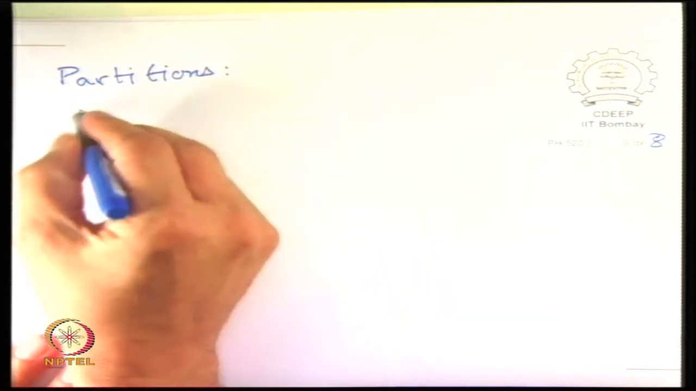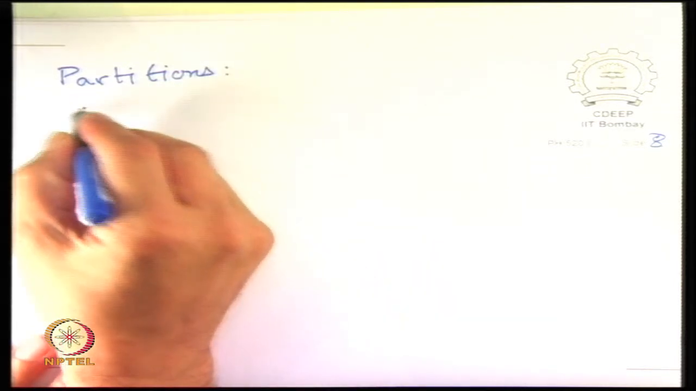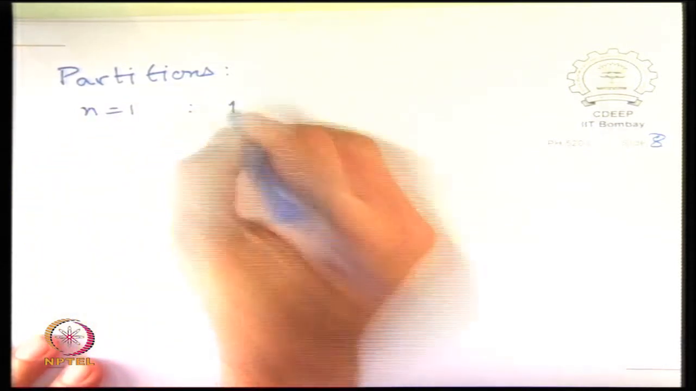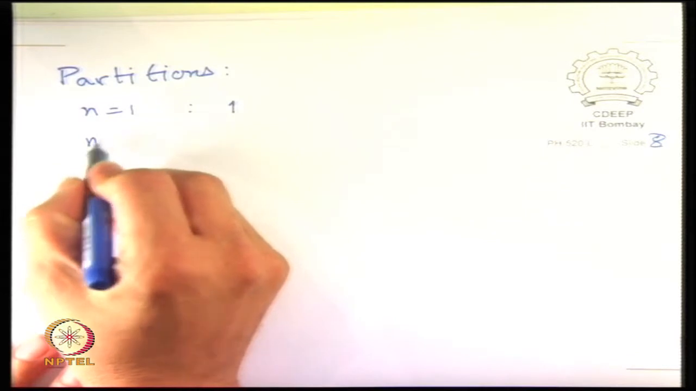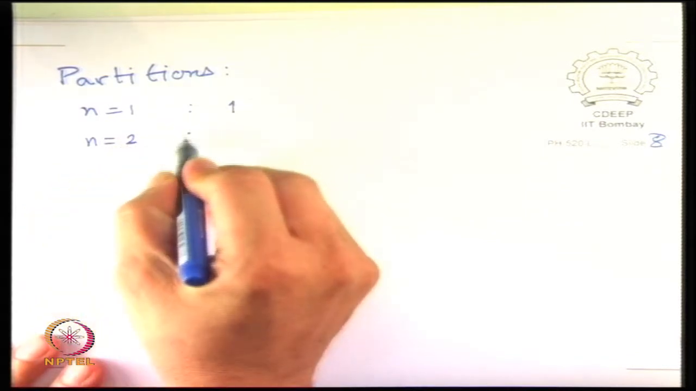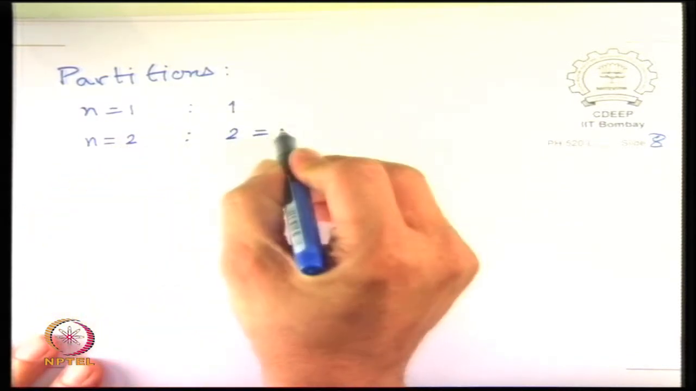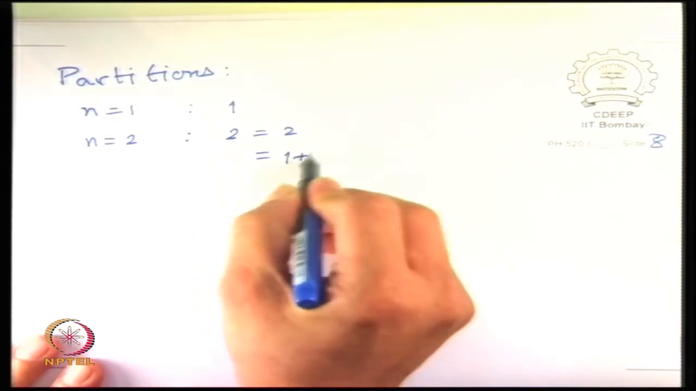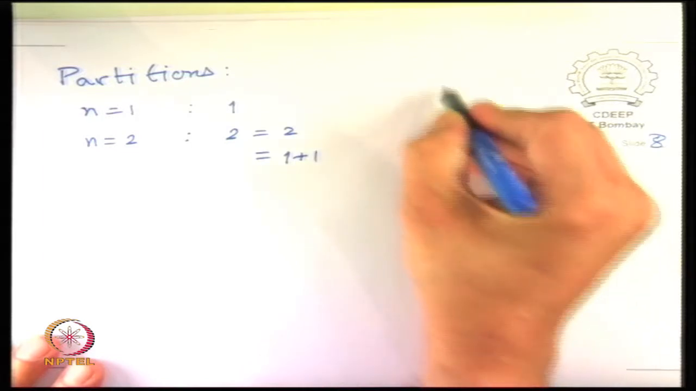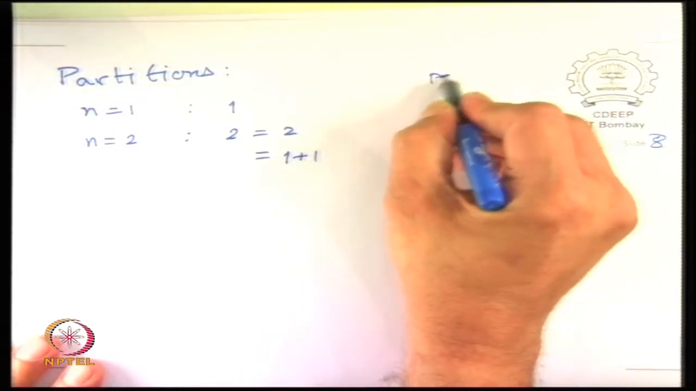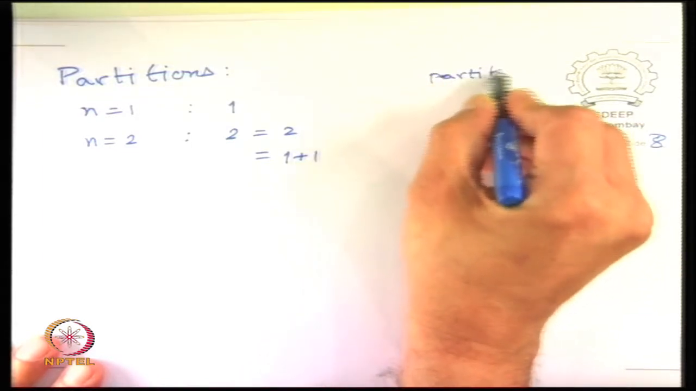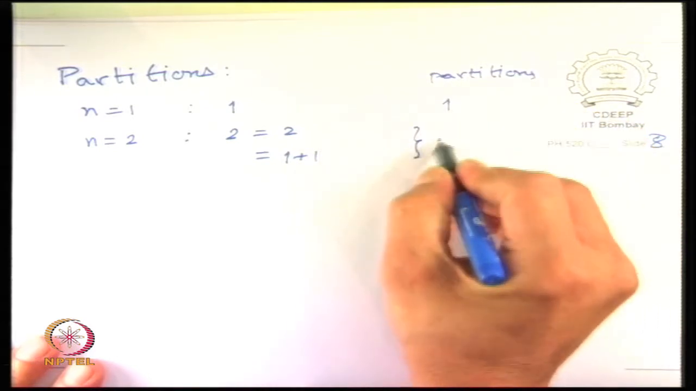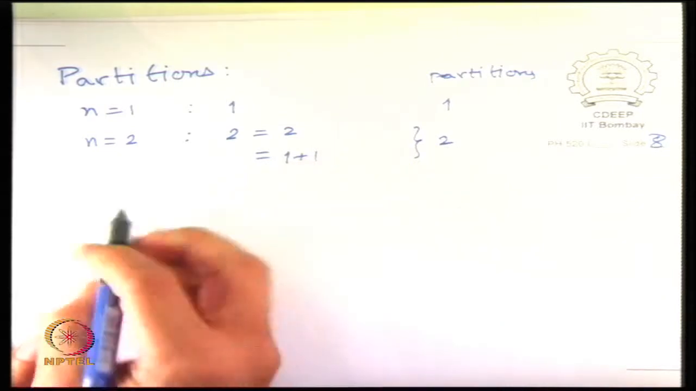So, start with 1. If n is equal to 1, then there is only one partition. You can write it as 1. If n is equal to 2, then 2 can be written as 2 or as 1 plus 1. So the number of partitions is 1 here, and here it is 2. Now, you have to count how many of these there are.